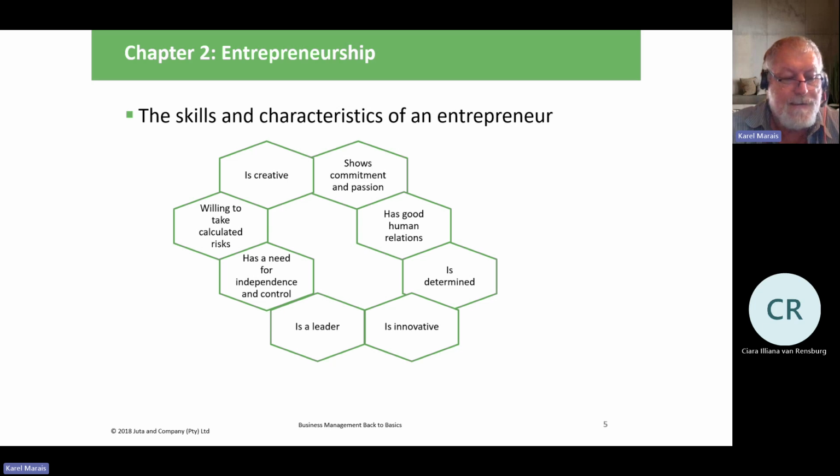What are the skills and characteristics? Now, I mentioned the skills and characteristics earlier of entrepreneurs, and that's one of the key things that you need to understand. What does an entrepreneur look like? So, firstly, they show commitment and passion.